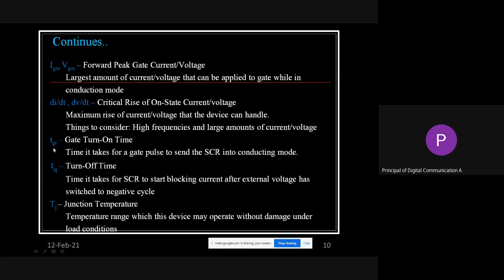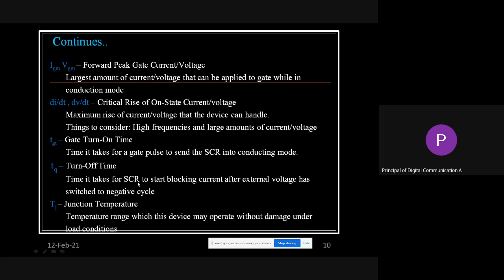Next parameter is TGT. म्हणजे गेट ऑन टाइम, टर्न ऑन टाइम. म्हणजे ज्यावेळेस तुम्ही गेट करंट देता त्यानंतर काही मिली सेकंदनी तो SCR ऑन होतो. तर तो जो ड्युरेशन आहे, सो दॅट इज नोन ॲज द TGT. टाइम इट टेक्स फॉर अ गेट पल्स to send the SCR into conduction mode. म्हणजे गेट करंट दिल्यानंतर किती वेळानं तो SCR ऑन होतोय, सो दॅट टाइम इज नथिंग बट गेट टर्न ऑन टाइम SCR साठी.